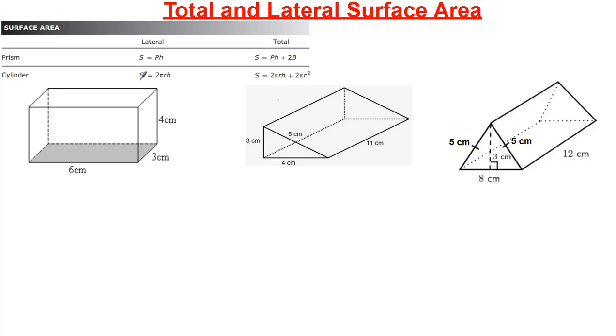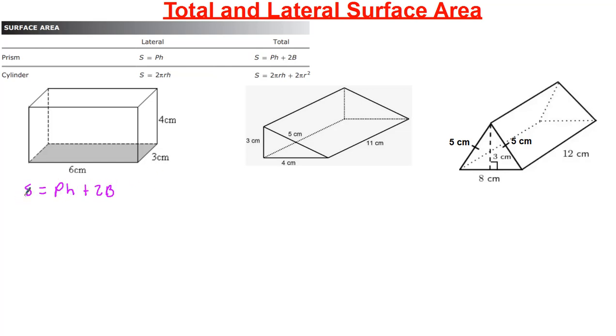So, these are all prisms. We are going to need to use the formula at the top in order to figure these out. What I'm going to do is start by finding the total surface area, and then from there on out, if I want to find the lateral surface area, it'll be very easy. Okay, so let's first write down the formula. S is equal to pH plus 2B. Okay? Now, let's go through each individual component.